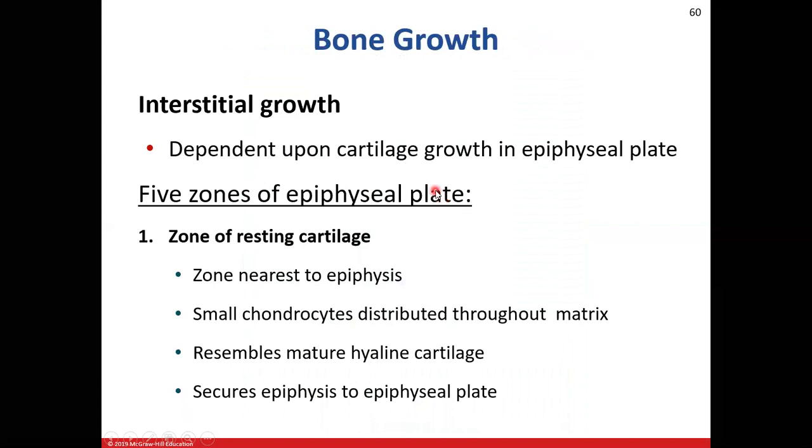As we continue to go through growth, we also have what we call interstitial growth. Interstitial growth is dependent upon cartilage growth within the epiphyseal plate. When we look at the epiphyseal plate, we consider 5 zones within it. We have the zone of resting cartilage, which is the zone nearest to the epiphysis. These have a lot of smaller chondrocytes distributed throughout the matrix. They resemble mature hyaline cartilage, and this resting zone really secures the epiphysis to the epiphyseal plate.